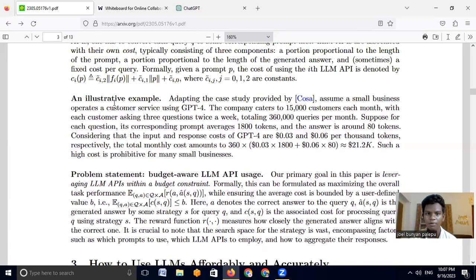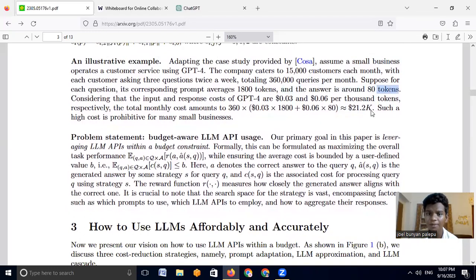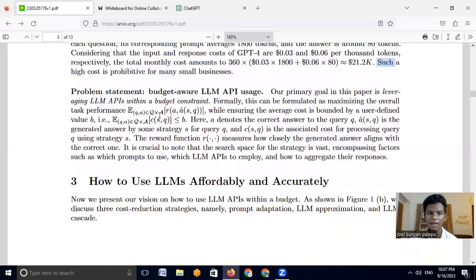And an illustrative example, adapting the case study provided. Assume a small business operates a customer service using GPT-4. The company caters to 15,000 customers each month, with each customer asking 3 questions twice a week, totaling 360,000 queries per month. Suppose each question has a prompt averaging 18,000 tokens. So they calculated that this small business might have to spend like $21,000 per month, which is pretty high.